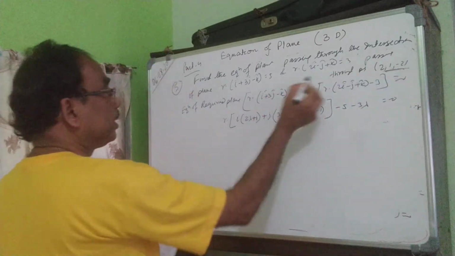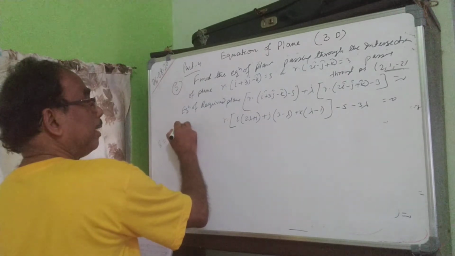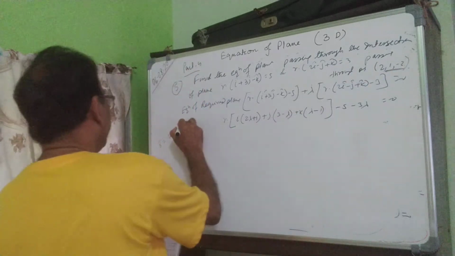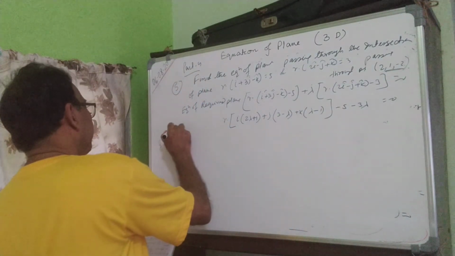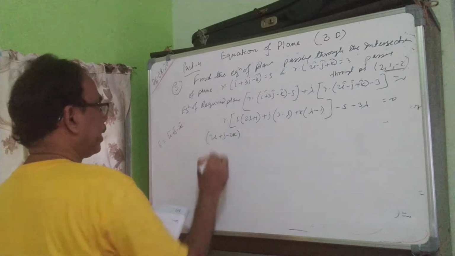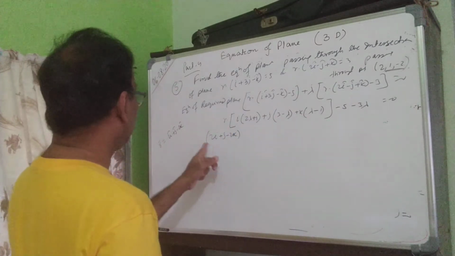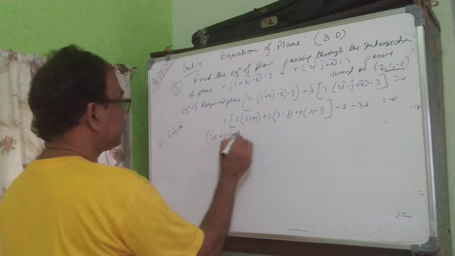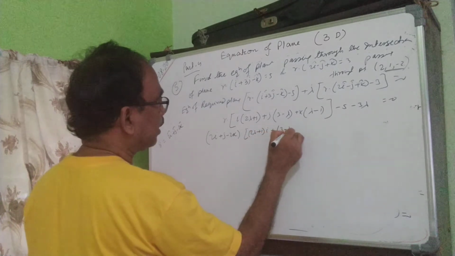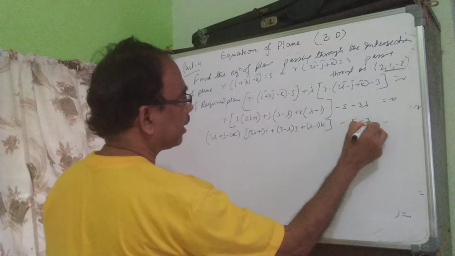So what is the position vector r of this point? It is 2i plus j minus 2k. Since the plane passes through this point, we substitute it in the simplified equation: r is 2i plus j minus 2k, and the equation is (2 lambda plus 1) i plus (3 minus lambda) j plus (lambda minus 1) k, minus 5 minus 3 lambda equals 0.